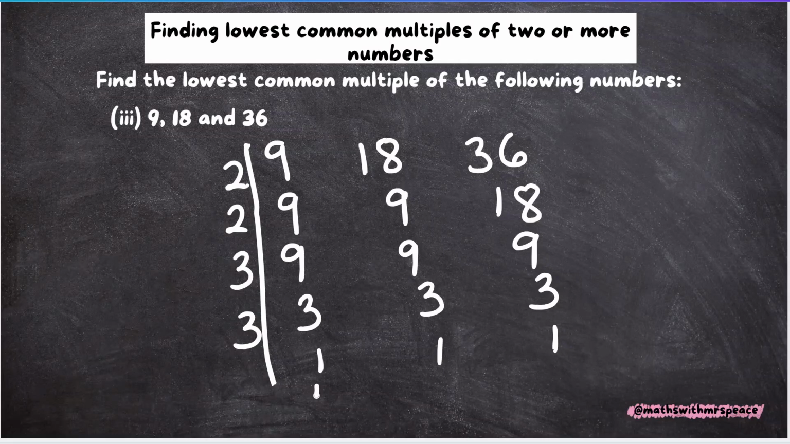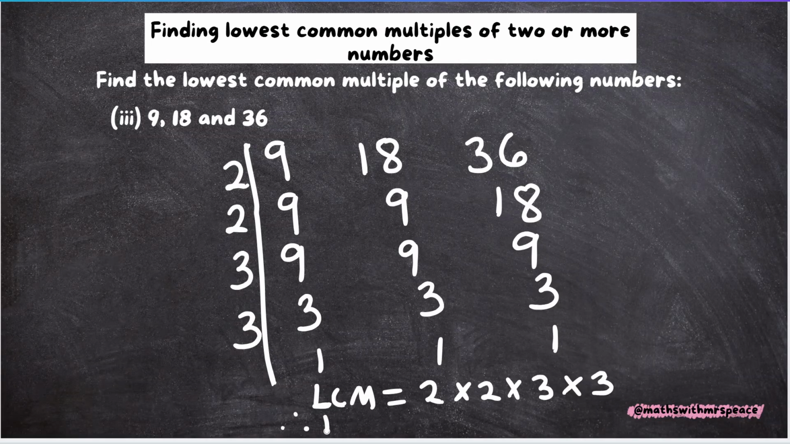So we will say our LCM is equal to 2 times 2 times 3 times 3. Therefore, our LCM is equal to 2 times 2 is 4, 4 times 3 is 12, and 12 times 3 is 36. It means that the LCM of 9, 18, and 36 is equal to 36.